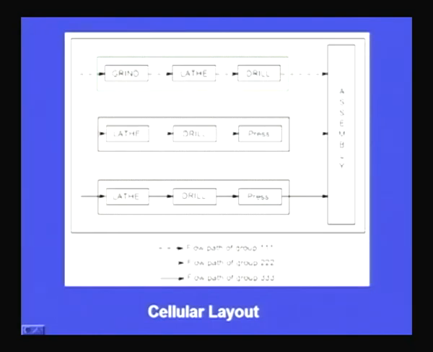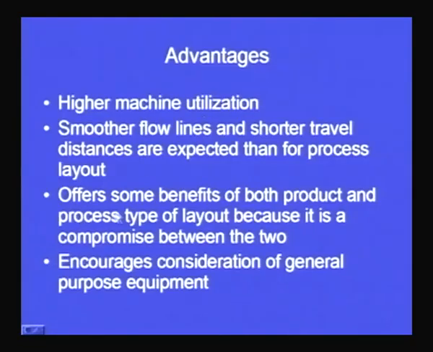So here we have dedicated cells also, and we have taken care of the product type of advantages also. So we have a product type of layout submerged in a process type of layout. So we can think of getting a compromise of advantages of both. We are going to get product type advantages and process type of layout advantages also. It is a compromise between the two.